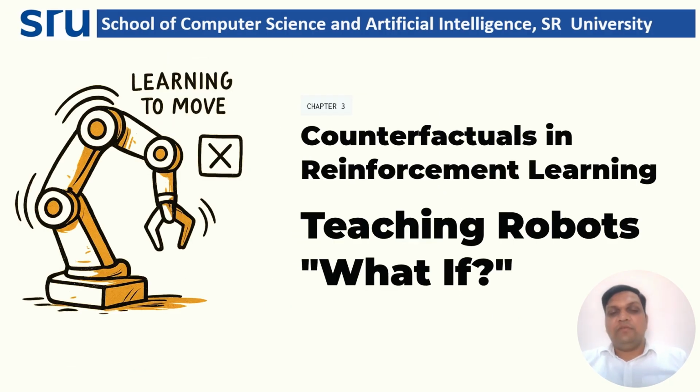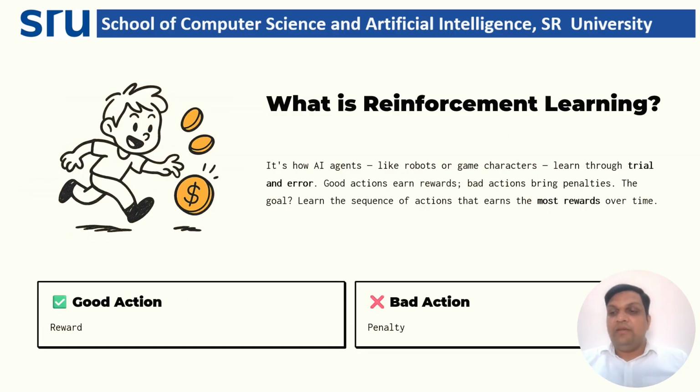Counterfactuals in reinforcement learning, teaching a robot what if. Now let's move into something more advanced: reinforcement learning. What is reinforcement learning? It's how an AI agent, like a robot or game character, learns through trial and error.